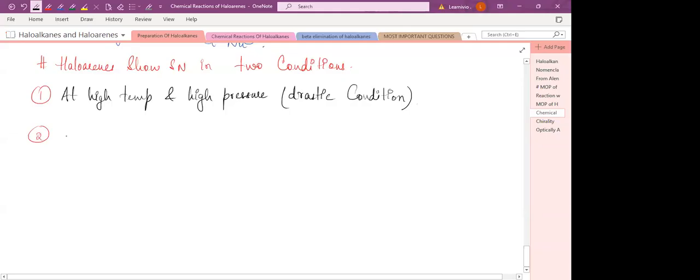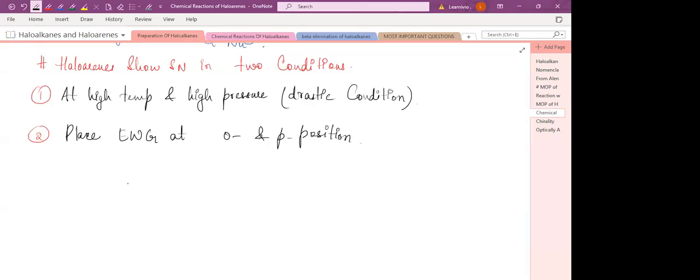Second condition, if you place an electron withdrawing group at ortho and para position. Yeah, that is very interesting. Now what happens? See, the presence of an electron withdrawing group at ortho and para position will increase the reactivity. Now, how does it increase the reactivity?